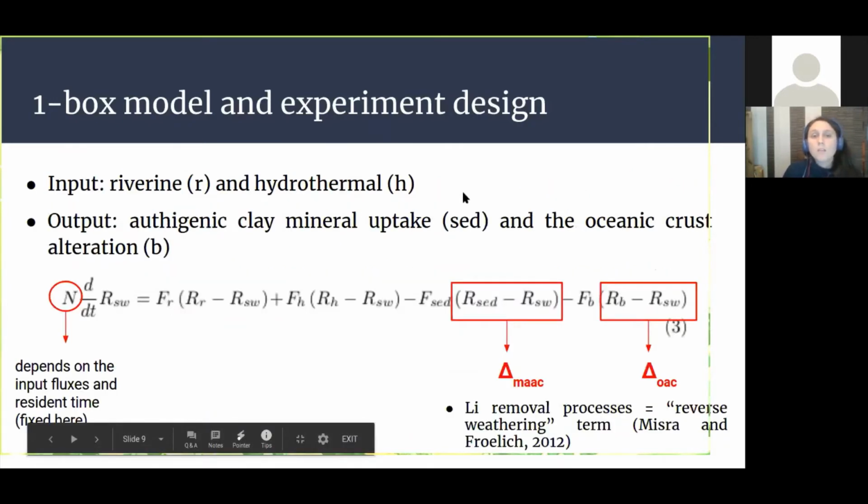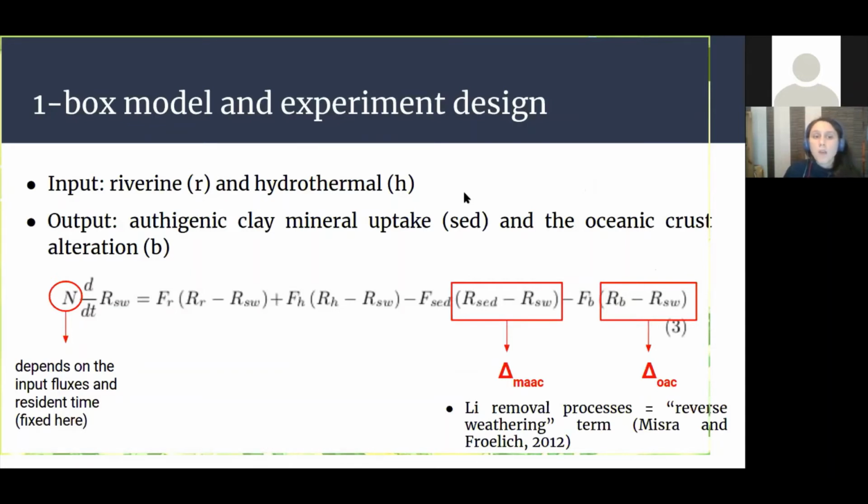And for the lithium isotopes, the most important inputs that we have are the riverine, that is our weathering, and the hydrothermal input. And for the output, we have the authigenic clay mineral uptake, that is basically what goes to the sediment, and the oceanic crust alteration, that is some recycling that occurs near the seabed, which works like a removal of lithium from the system.